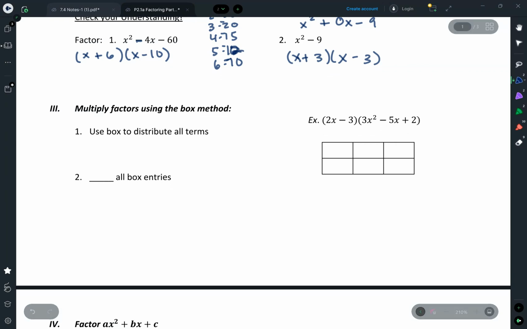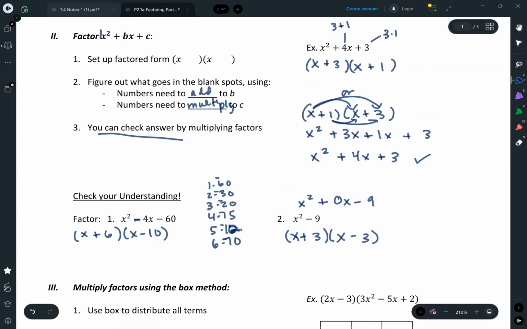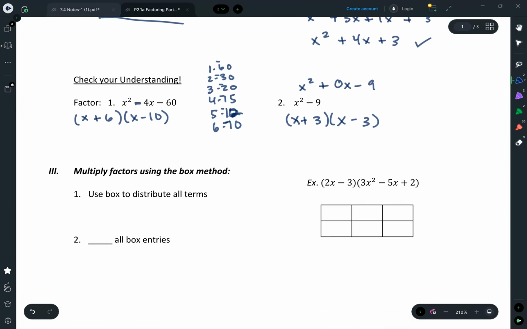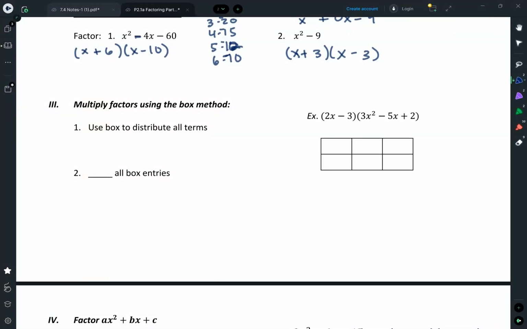We're going to just try multiplying using the box method really quick. So first was greatest common factor. Second was just factoring the kind that we probably remember the best. And now we're looking at box method, and that's because we're going to use the box method to do some factoring. So 2x minus 3, I'm going to write a 2x and a -3. Across the top, 3x squared minus 5x and 2. So these are the things that I am multiplying together. All right, and so these are my factors. My factors go on the outside.